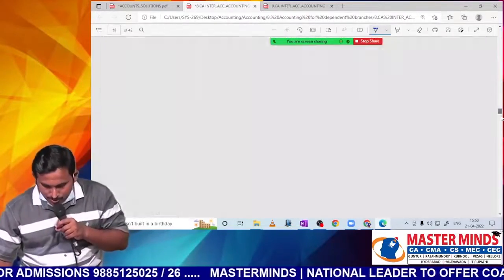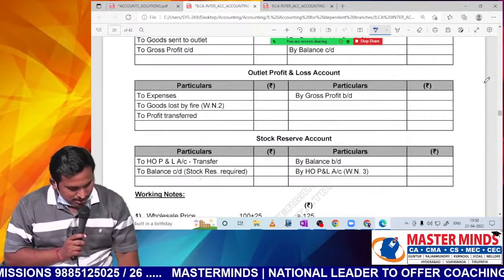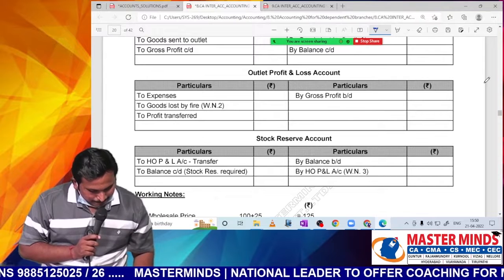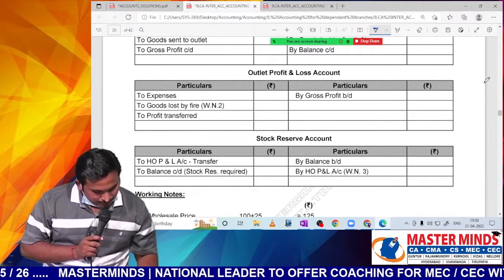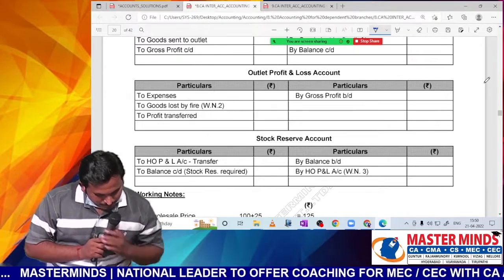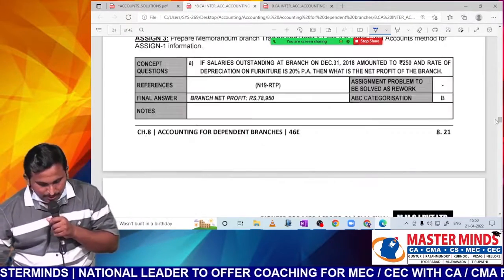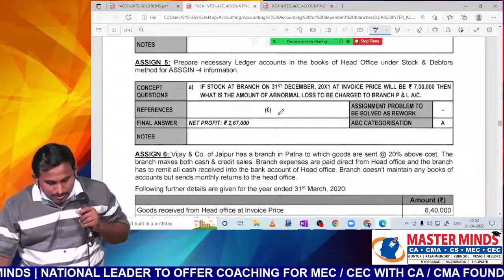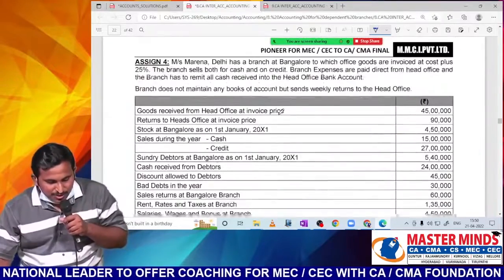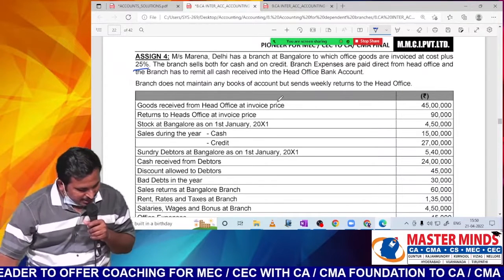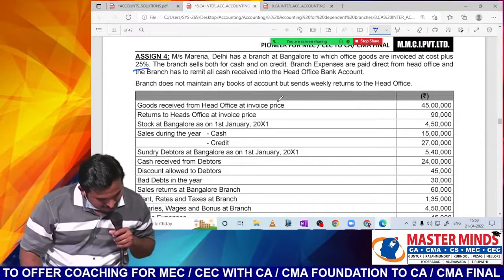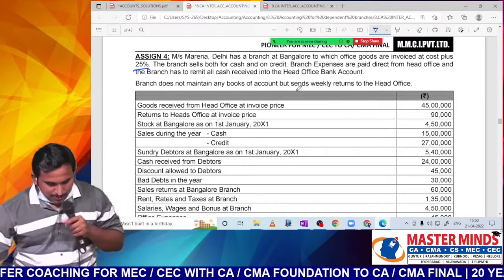So maybe let us move to an assignment. Just wait. Assignment 5. Okay, for this question we should maintain under invoice price, sir. Every record was there. We have to maintain under invoice price. Now the page number, 35.